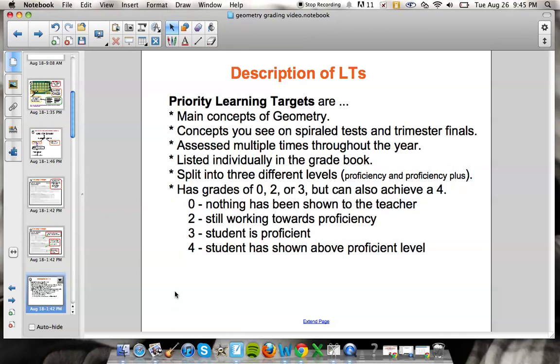And then a student is proficient means that they have mastered all of the skills under that priority learning target that we wanted them to know. And then a grade of 4 means that the student went above and beyond what we felt was proficient. Again, these types of learning targets are going to be listed individually in the grade book. And each of these will be listed out of 4 points.